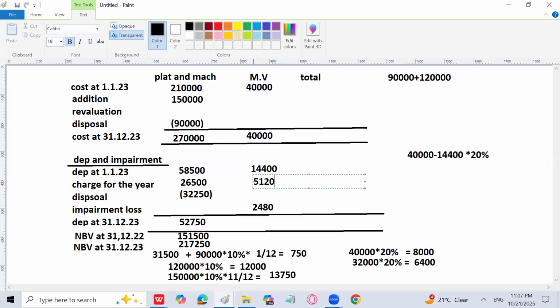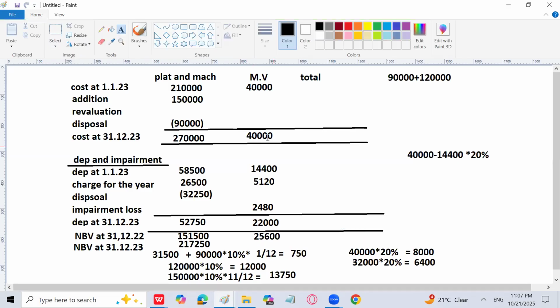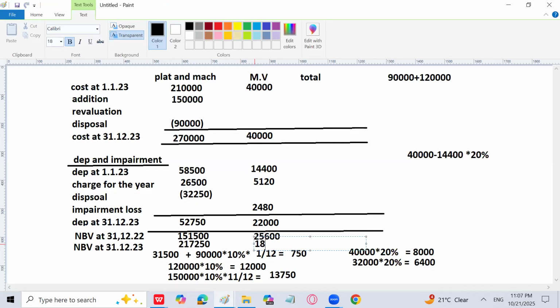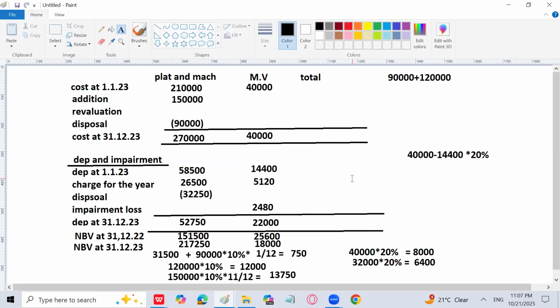Now I can find the total value of the depreciation, which is going to be 22,000. The net book value at 31st December was 25,600. It is given. You can do that also: 40,000 minus 14,400, and 40,000 minus 22,000 is going to be 18,000. So we are done with that.